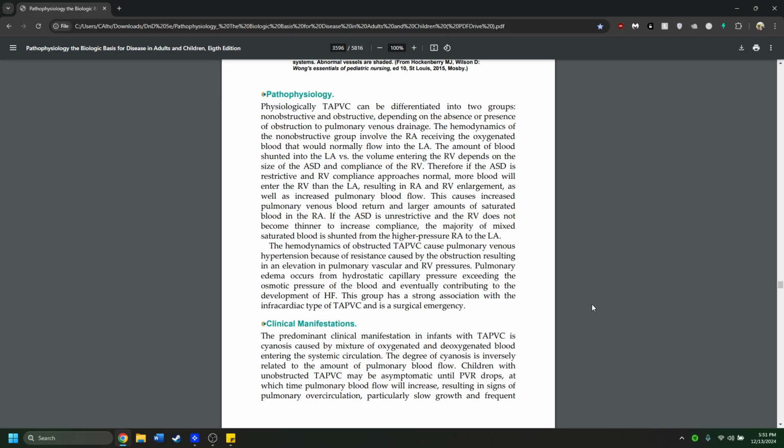The hemodynamics of obstructed TAPVC causes pulmonary venous hypertension because of resistance caused by the obstruction, resulting in an elevation in the pulmonary vascular and right ventricular pressures. Pulmonary edema occurs from hydrostatic capillary pressure exceeding the osmotic pressure of the blood and eventually contributing to the development of heart failure. This group has a strong association with the infracardiac type of TAPVC and is a surgical emergency.